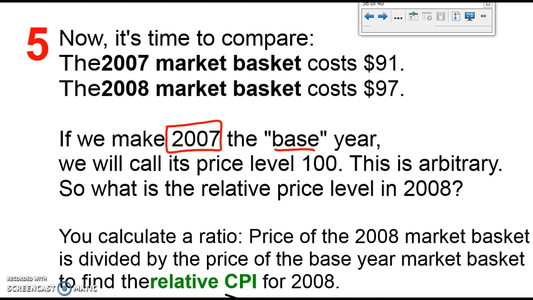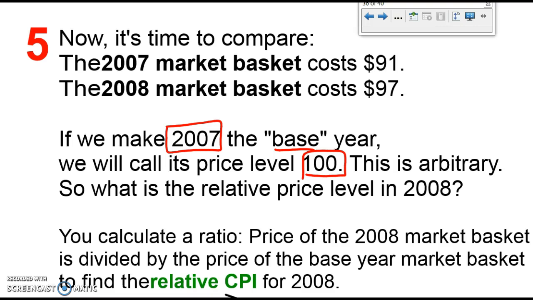So it's sort of like saying we're going to call this temperature 100 degrees, right? We're just going to pick a number. We're calling this 100, and then we're going to come up with units and relationships after that. So we assign a price level or an index number of 100 to the base year. Whatever this market basket cost in 2007, we're going to call that 100, right? And then we're going to see what is the relative price level in 2008.